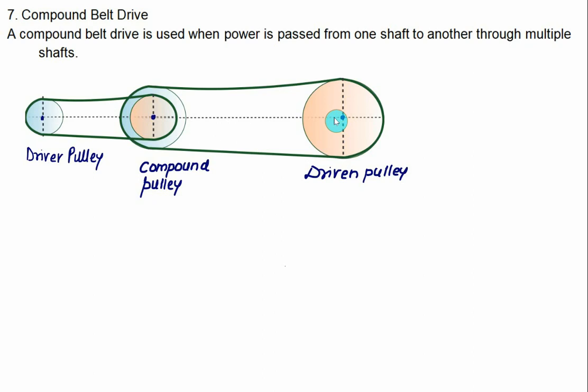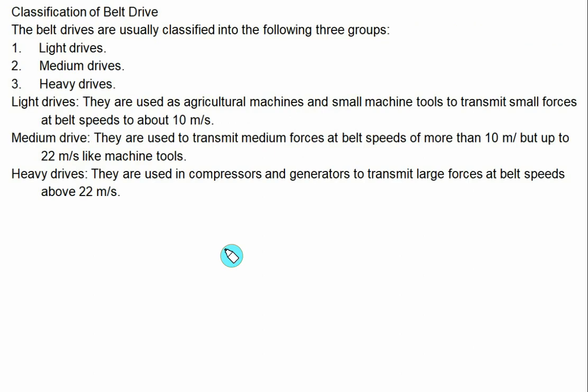So these are the 7 arrangements that are used in the belt drive. We can also classify the belt drive into 3 categories: light drives, medium drives and heavy drives. The light drives are used in the agriculture industry and small machine tools to transmit small forces at a belt speed of about 10 meters per second.